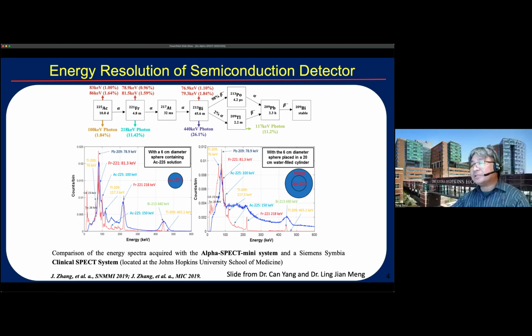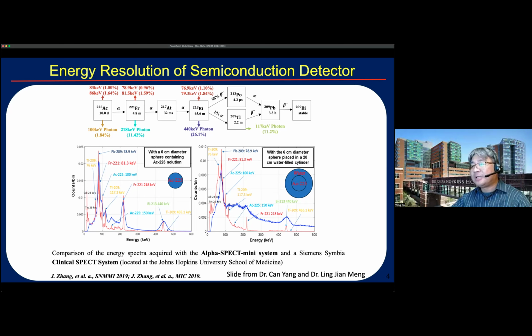The image on the right shows we put the spheres into a 20 centimeter diameter cylinder. That means a lot of scattered photons. Again, the peak of each isotope can still be clearly seen in the CZT detector spectrum here, but in the blue spectrum, from the Symbia scintillation detectors, you can see the peaks are much blurred, and there are a lot of scattered photon contributions that cannot be separated. So this clearly shows the advantage of using CZT detectors to detect each peak of the alpha emitters.